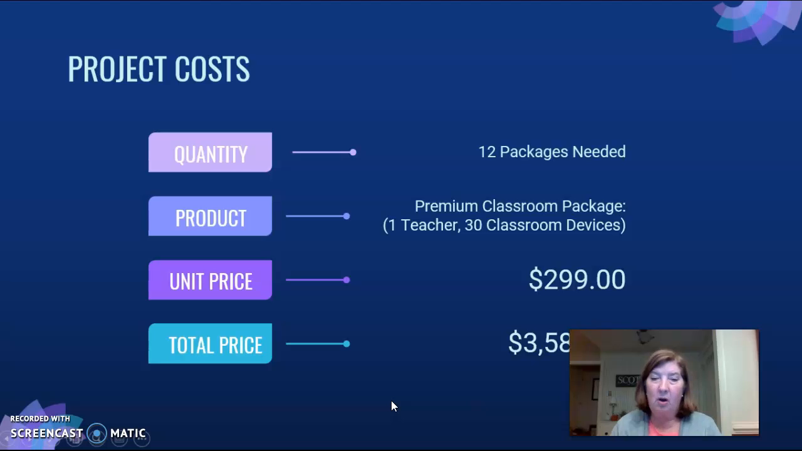So for the project costs for 3DBear, we would need to purchase 12 classroom premium packages. A premium classroom package gives you the license for one teacher and 30 classroom devices. And the unit price on that is $299 for the package, leading us to a total price of $3,588 to purchase the 12 premium classroom packages for our school.